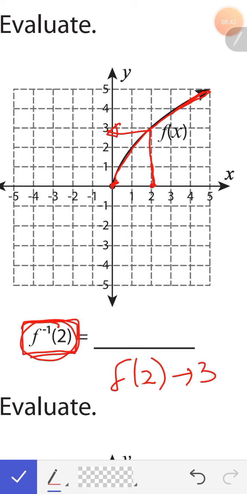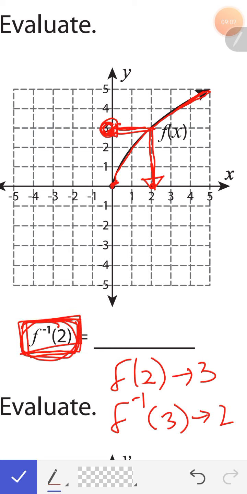When you're evaluating inverse functions from a graph, the input will be the y value. So if I wanted to find the inverse function of 3, my input would be the y value, which is right here. Then follow it, and it would give me the x value. So if I'm trying to find the inverse function of 2 from this graph, because it says inverse, my input is the value on the y-axis. I'll go to the y-axis, punch in 2, and then look for that value on the x-axis. So the inverse function of 2 is 1.